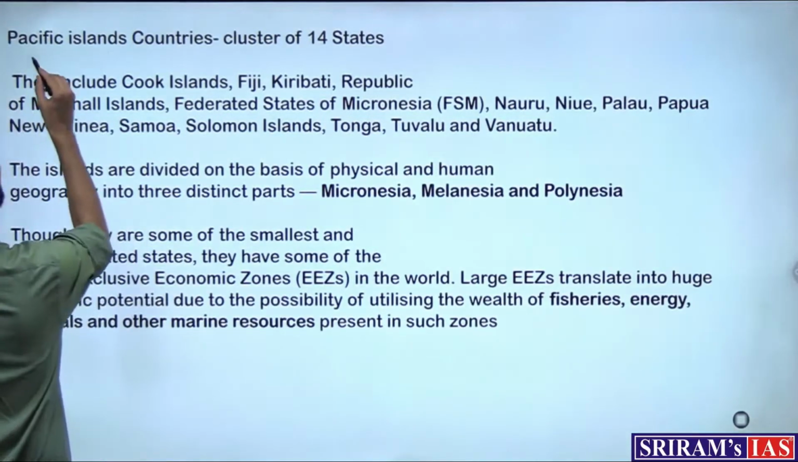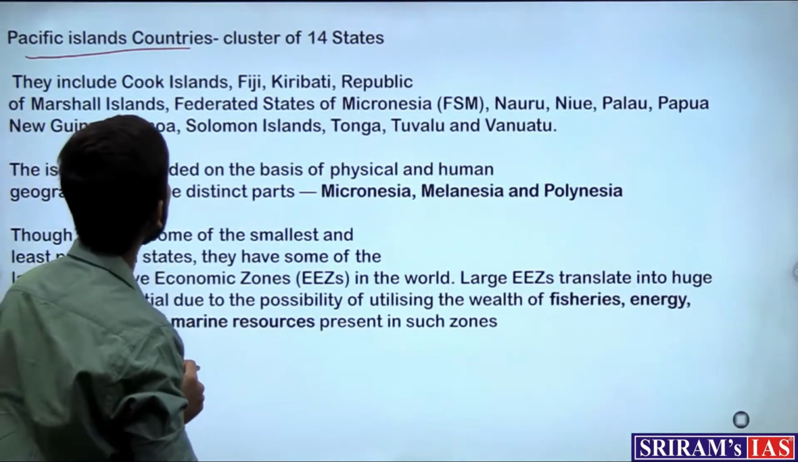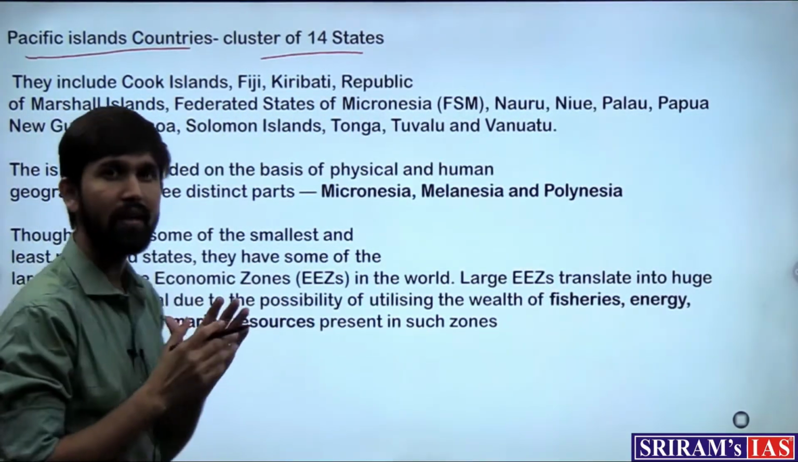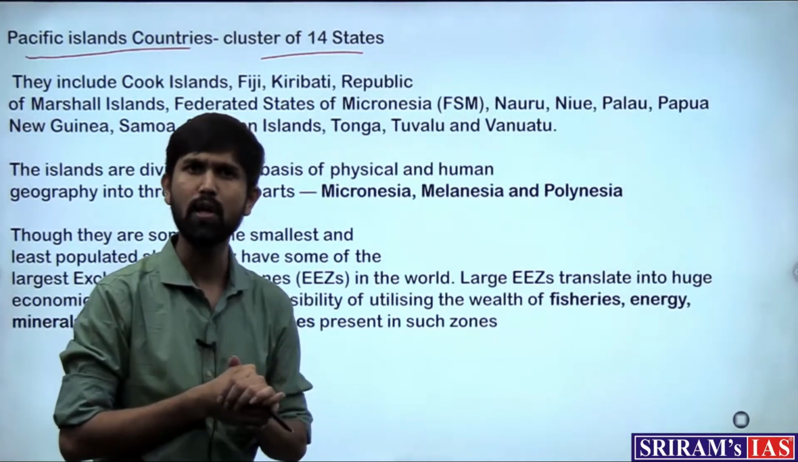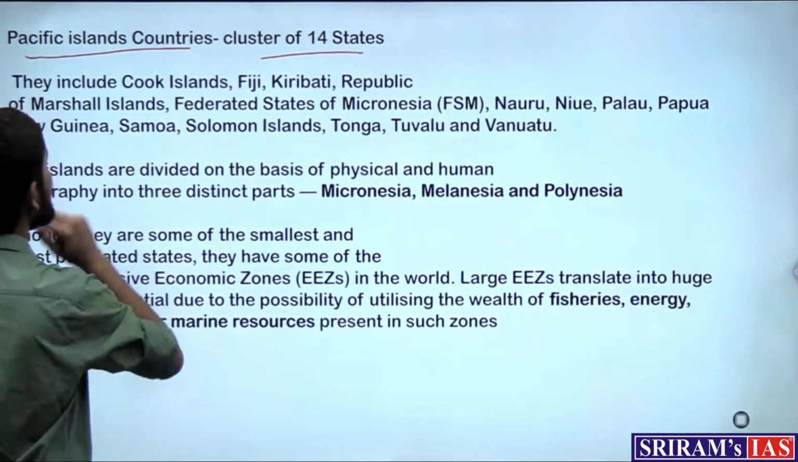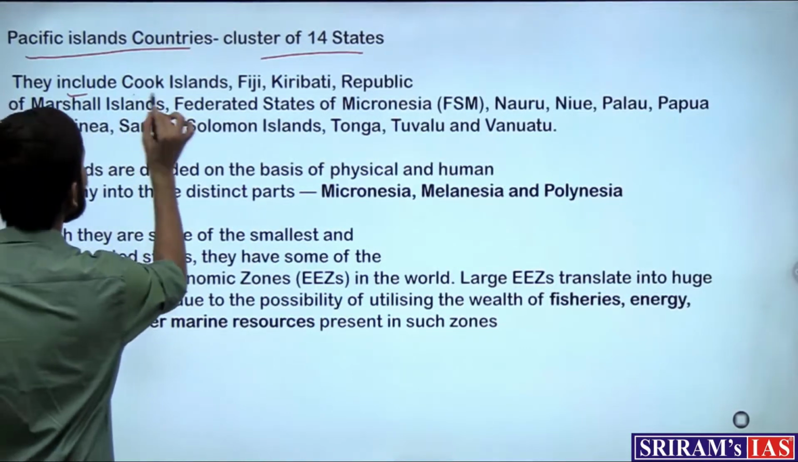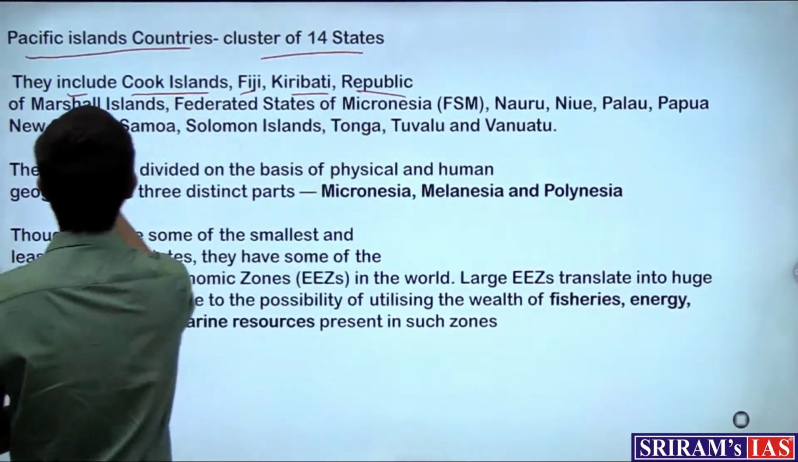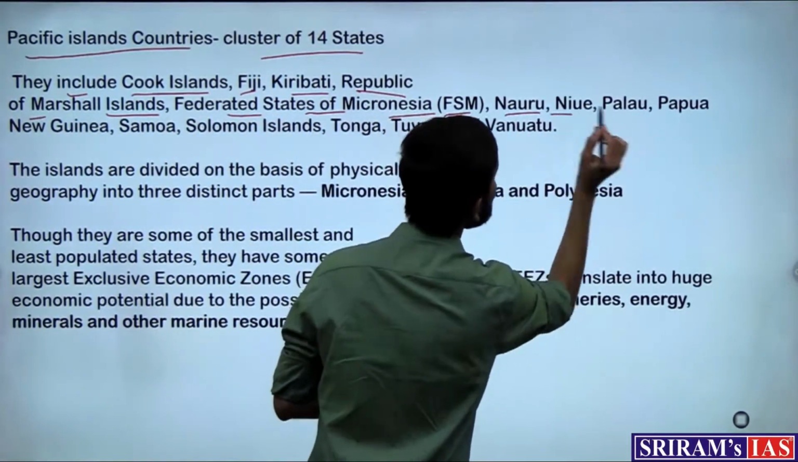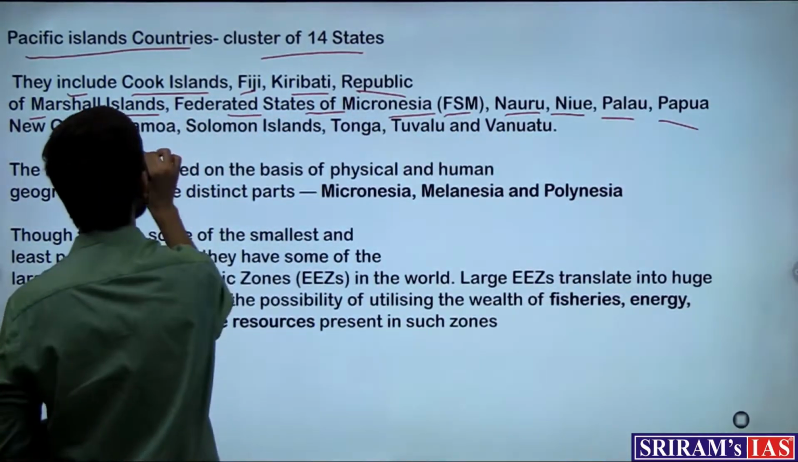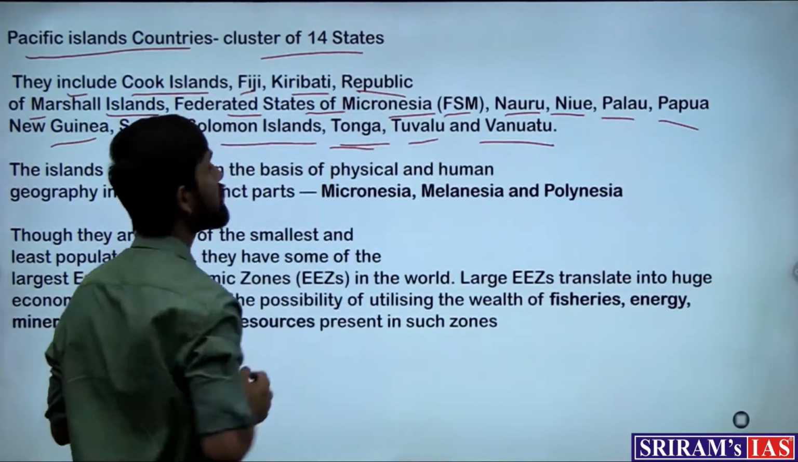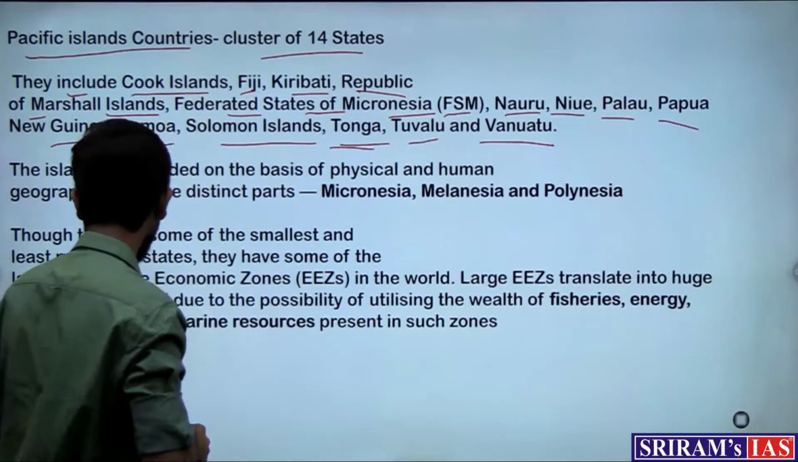So the Pacific Island countries, or PICs as we call them in abbreviation, are a cluster of 14 island states. They are situated in the tropical zone of the Pacific Ocean between Australia and North America. And these include the Cook Islands, Fiji, Kiribati, Republic of Marshall Islands, Federated States of Micronesia or FSM, Nauru, Niue, Palau, Papua New Guinea, Samoa, Solomon Islands, Tonga, Tuvalu and Vanuatu. Tonga Island is where the recent Tonga volcano eruption had also happened.